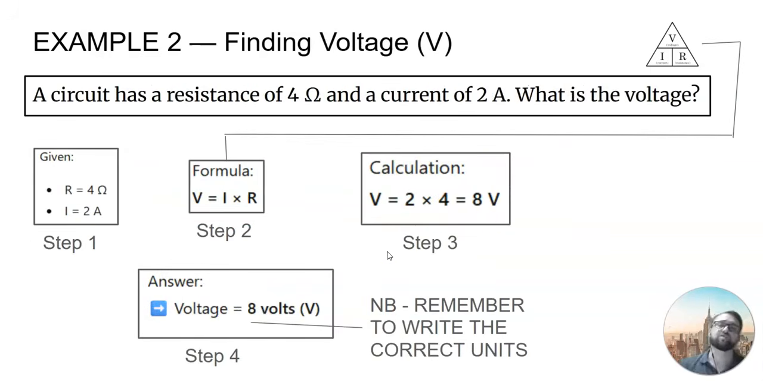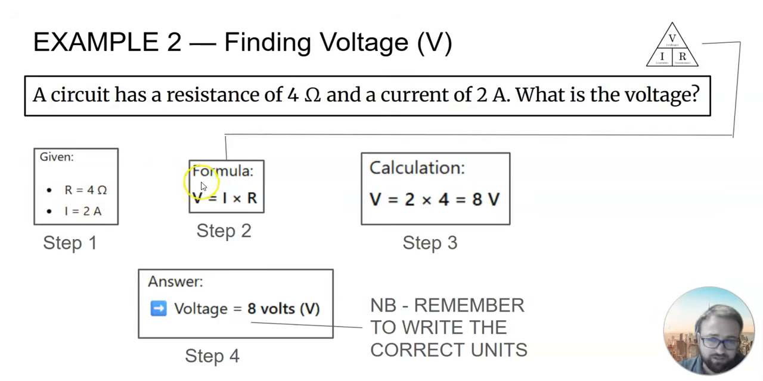Let's move on to example 2. Finding the voltage. A circuit has a resistance of 4 ohm and it has a current of 2 amps. What is the voltage? So now we need to find the voltage. So first let's write down what was given to us. R, resistance, is given as 4 ohm. I, our current, is 2 amps. So that's given to us.